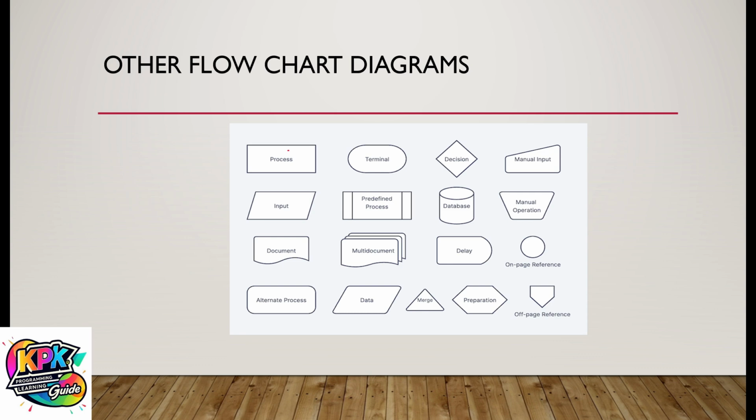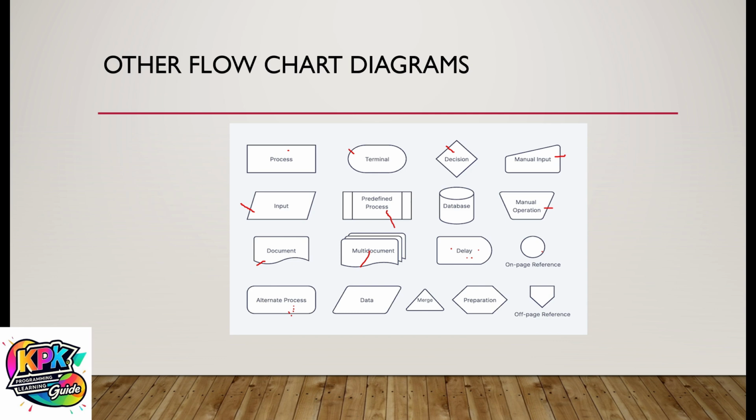So this is the process. Already we know that. This is used to represent the terminal, the session. Here we are seeing something new. Anytime you want to represent a manual input, use this shape. We already know about this input here. Predefined processes: anything that's already been predefined, use this shape. Use this to represent databases. This represents manual operations, documents, multi-documents, a delay. Use this to represent an on-page reference. Use this to represent an alternative or an alternate process.